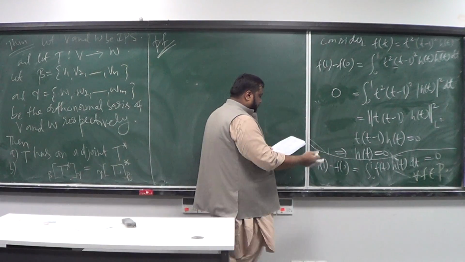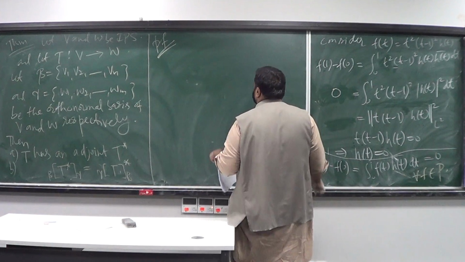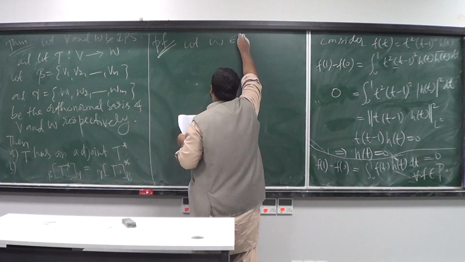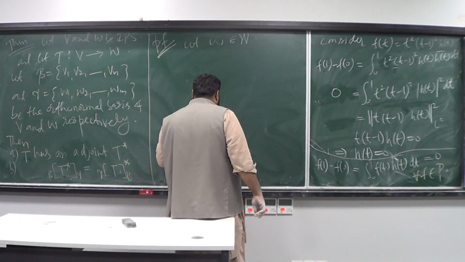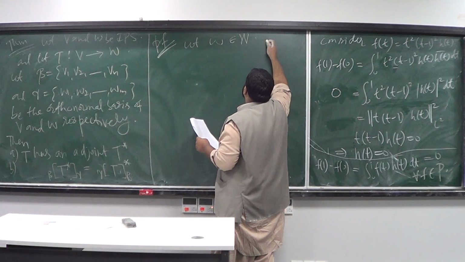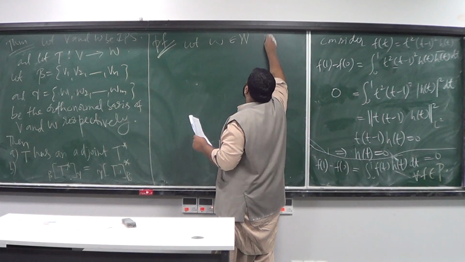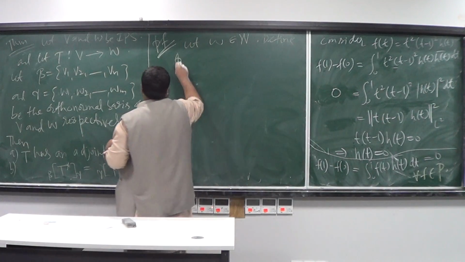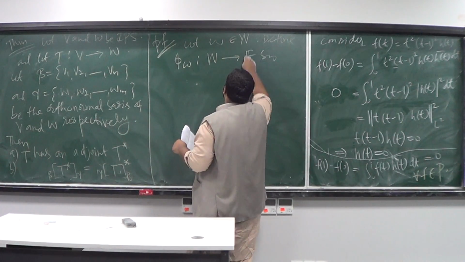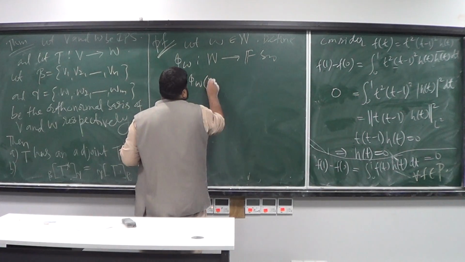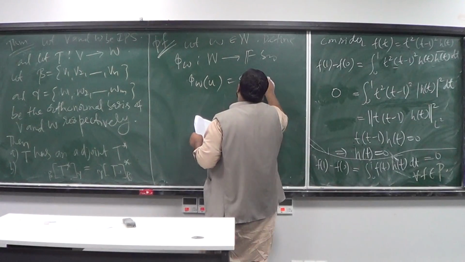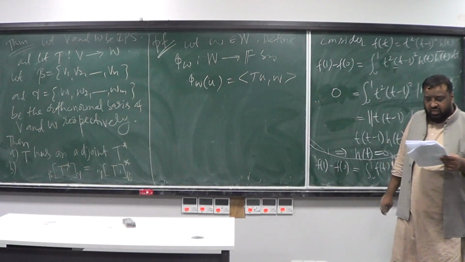Here's the proof. Let me take an arbitrary vector w from W, and let me define a functional corresponding to this small w from V into F in this manner: phi w operated onto some u is equal to the inner product of T u and w.